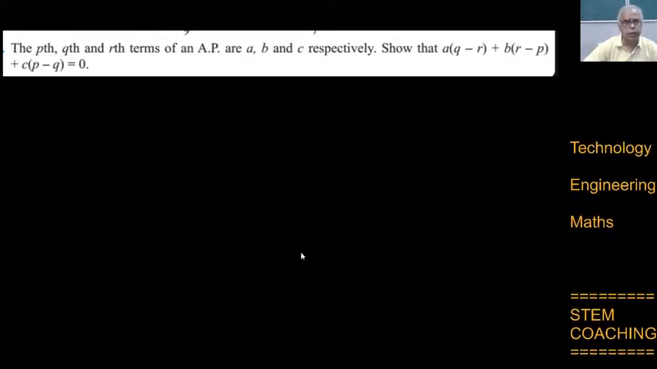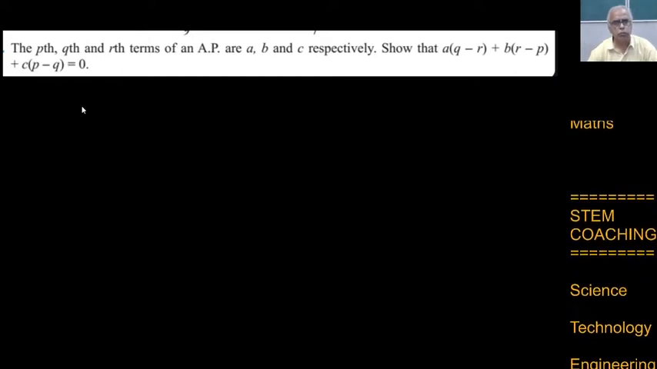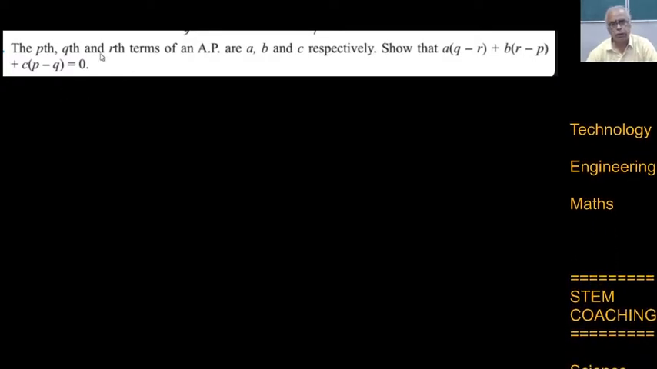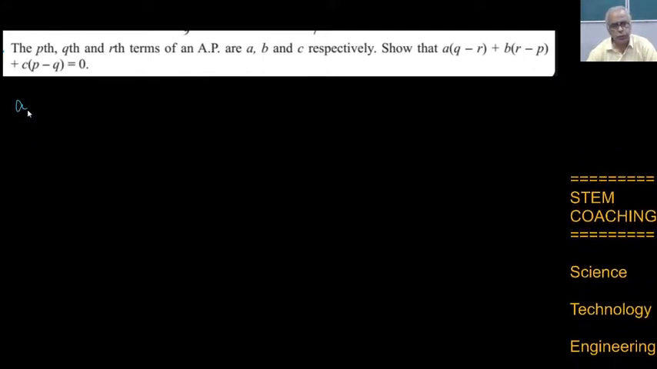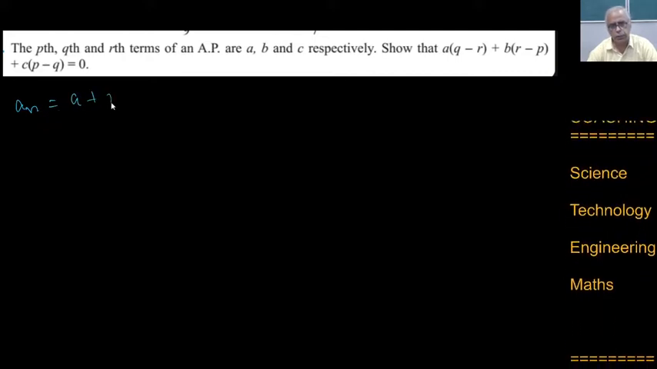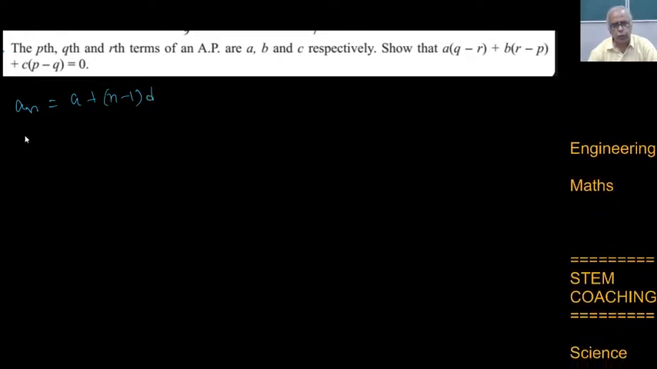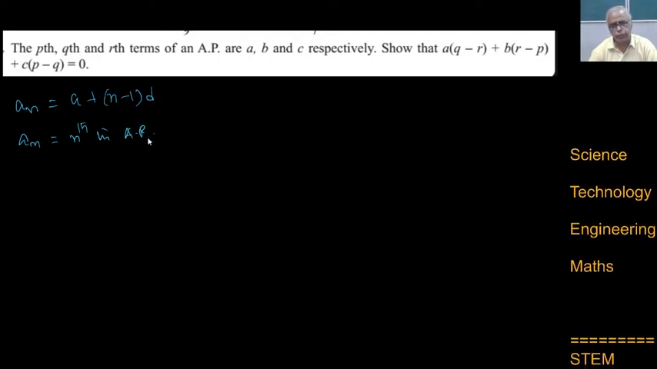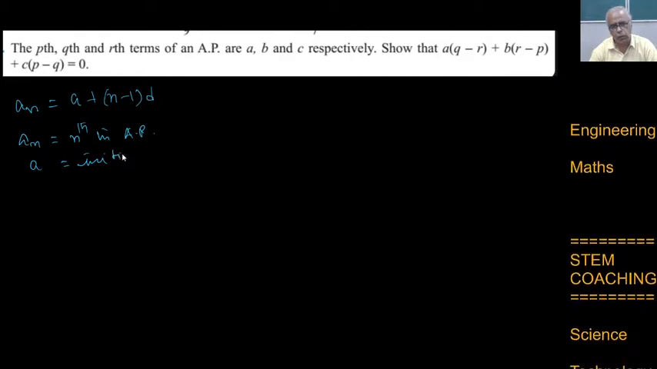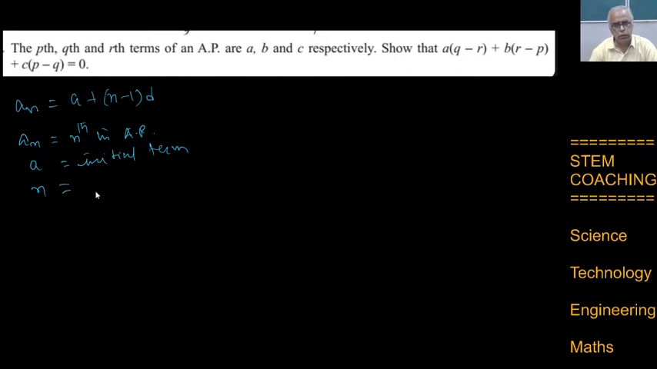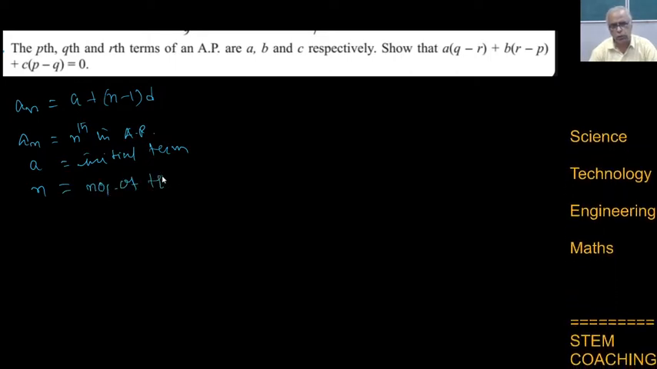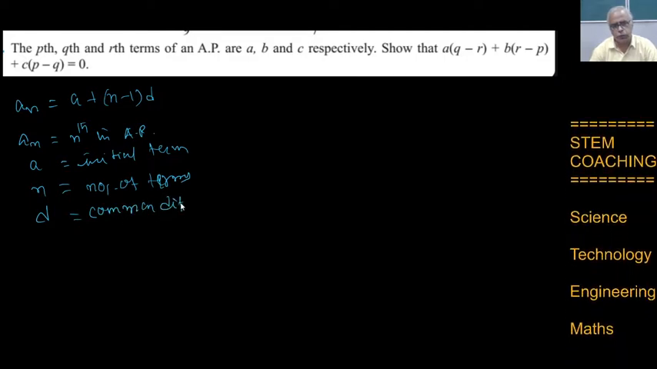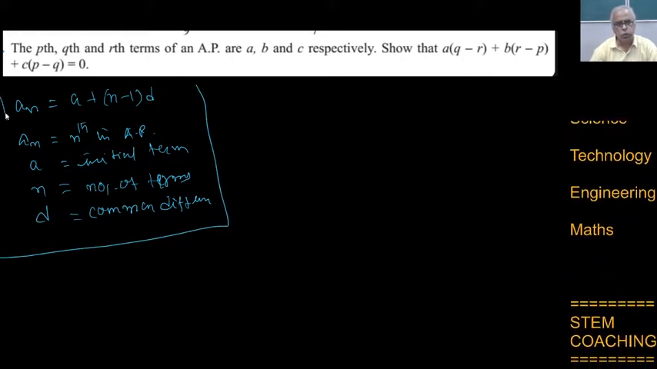In this tutorial session, I will be explaining a very important problem based on arithmetic progression, where the important concept is to find the nth term. To find the nth term, we know aₙ = a + (n − 1)d. This is the formula, where aₙ is the nth term in the arithmetic progression, a is the initial term, n is the number of terms, and d is the common difference. So this problem is based on this formula.